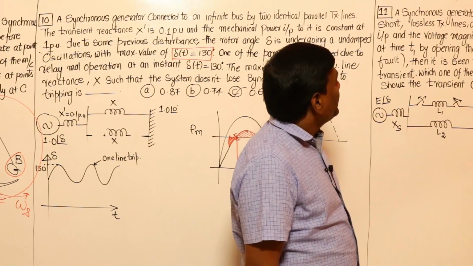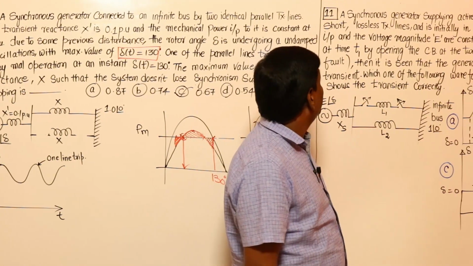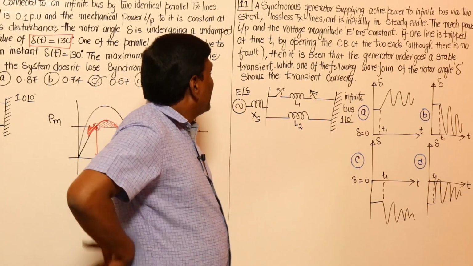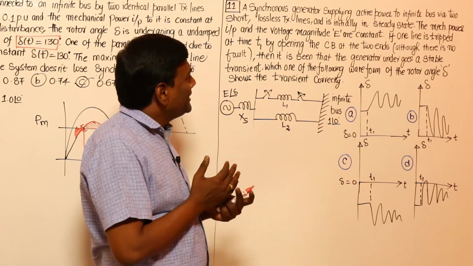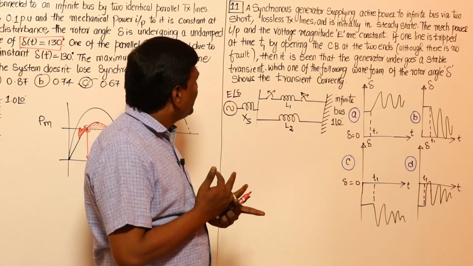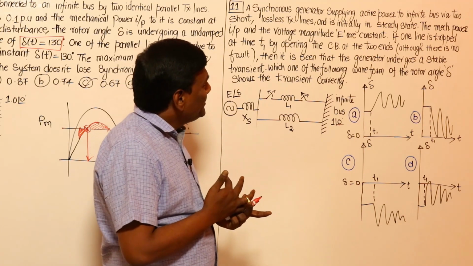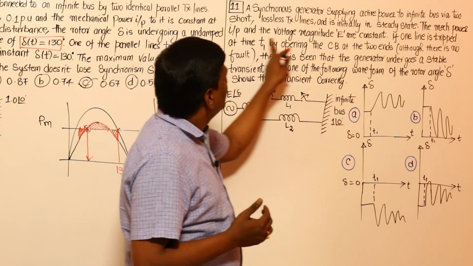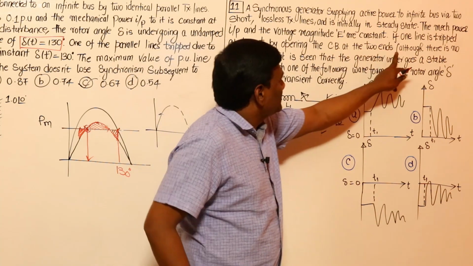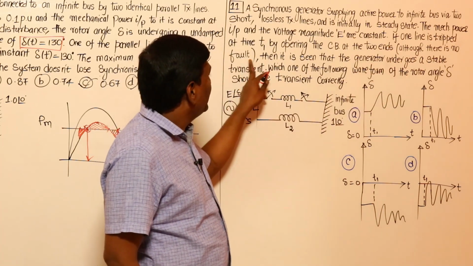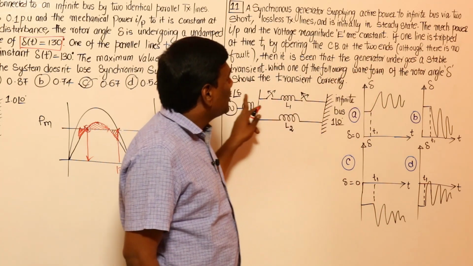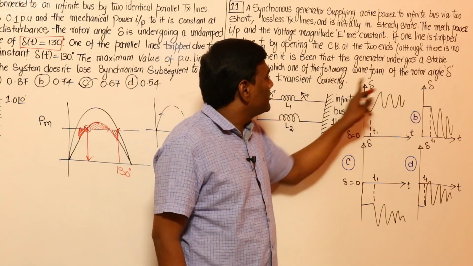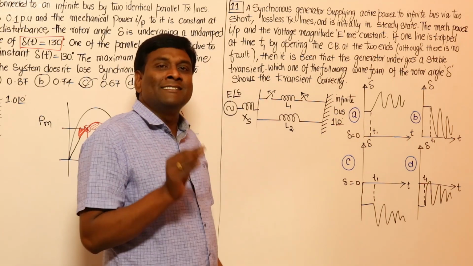A synchronous generator supplying active power to an infinite bus via two short lossless transmission lines is initially in steady state. The mechanical power input and the voltage magnitude E are constant. If one line is tripped at time t1 by opening the CB at the two ends, yes, two ends, although there is no fault, then it is seen that the generator undergoes a stable transient. Which one of the following waveforms of the rotor angle delta shows the transient correctly?